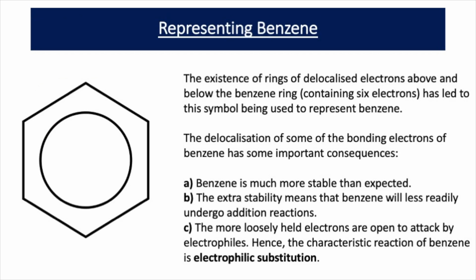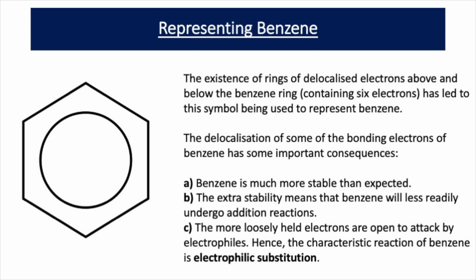Now, because benzene consists of rings of delocalized electrons above and below the molecule, this has led to the following symbol being used for benzene. The ring has a circle in it to represent the delocalized electrons, and the delocalization of bonding electrons has important consequences. Remember, it's the reason why benzene is much more stable than expected, and the extra stability means that benzene will less readily undergo addition reactions. And the rings of pi electrons above and below the molecule is the reason that benzene will react with electrophiles. And because benzene wants to maintain this stable delocalized electron system, it will undergo substitution reactions rather than addition reactions.